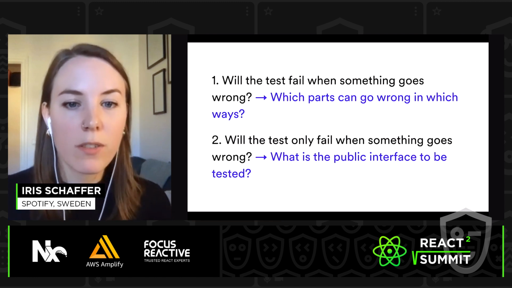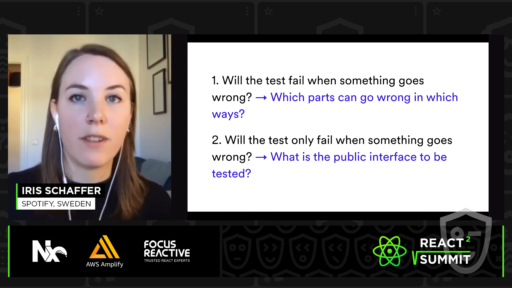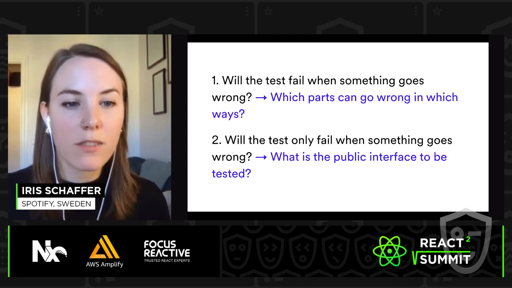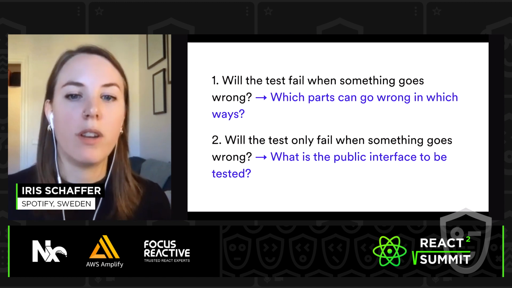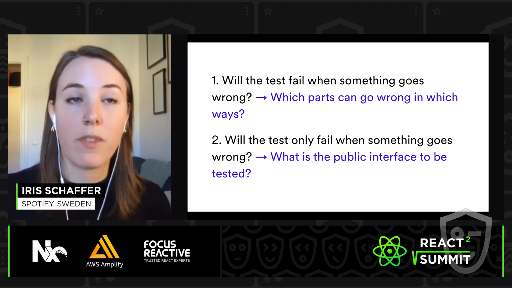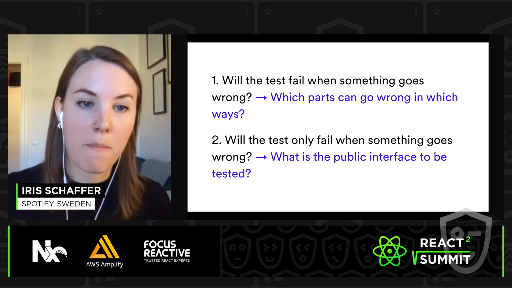And the way we do that is by testing the public interface. So if we only test the public interface, we can ensure that we only have to update the tests if something actually has to be updated in other parts of the application as well.